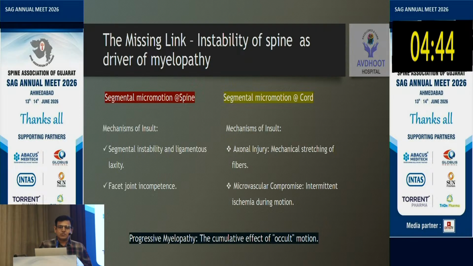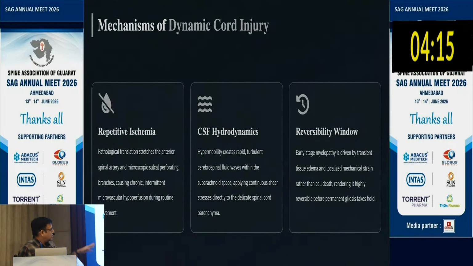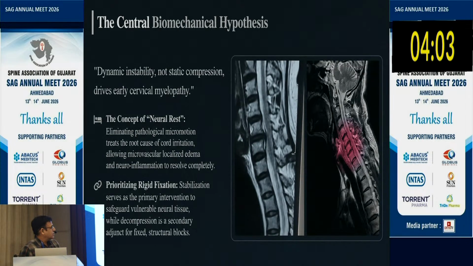So whatever we see in a patient in a terminal stage is an end result of cumulative occult motion. Micro motion happens at both levels, at the lower vertebra as well as at C1, C2. When there is flexion of the lower vertebra, there is anterior translation of C1 over C2, and when there is extension, there is posterior translation of C1, C2. Because of this, there is repetitive cord ischemia and alteration of CSF dynamics, and the patient will end up with syringomyelia formation. We should try to identify the patient in that reversible phase.